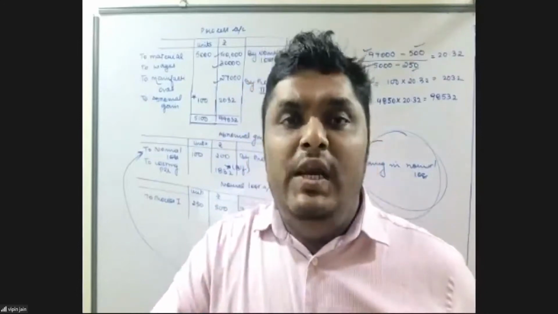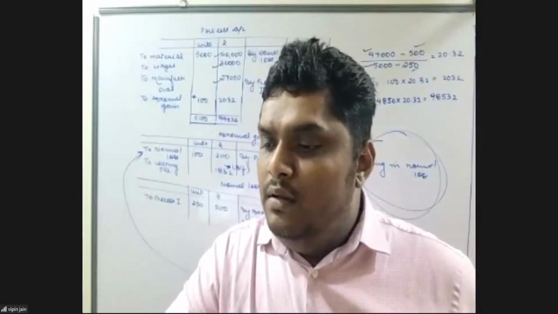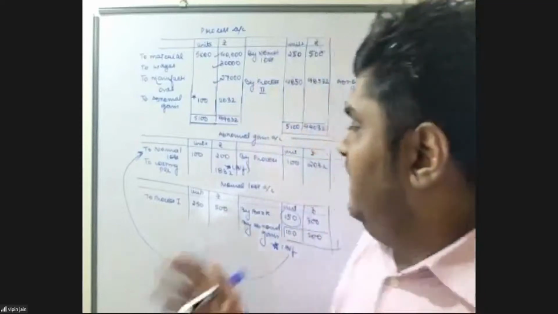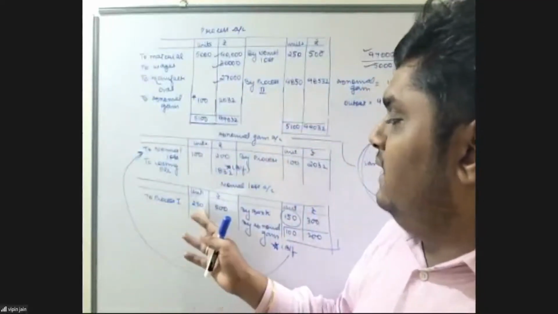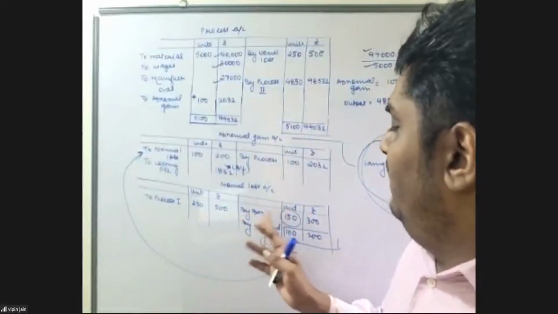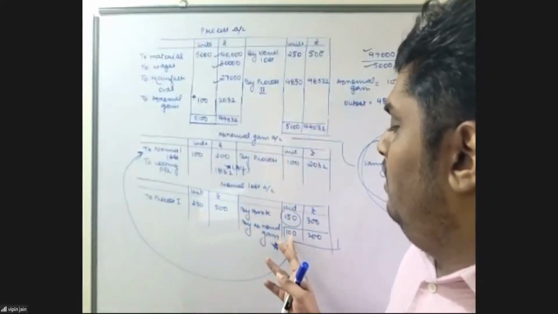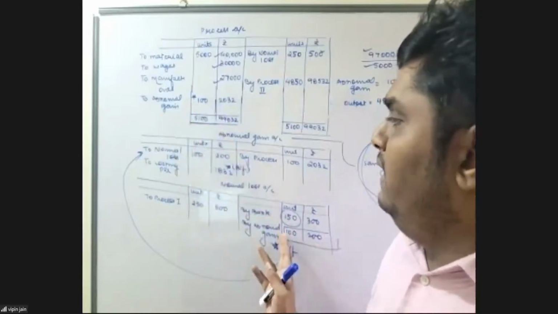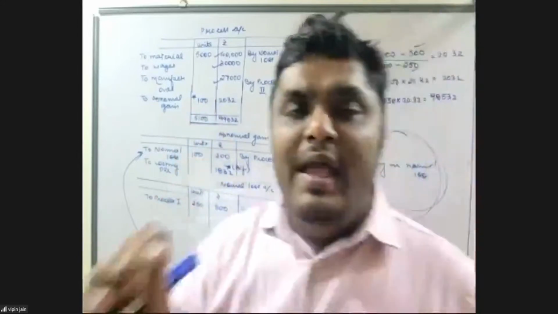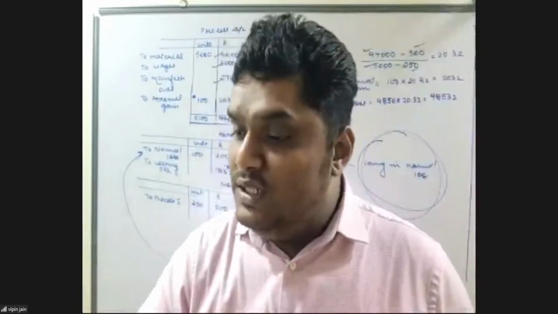The realizable value will be nil, my dear. If no scrap value is realized, then we will not prepare a normal loss account. To process account 250 by abnormal gain, that is the units of abnormal gain. Here the units will be transferred, and the balance amount is to be transferred to costing P&L.